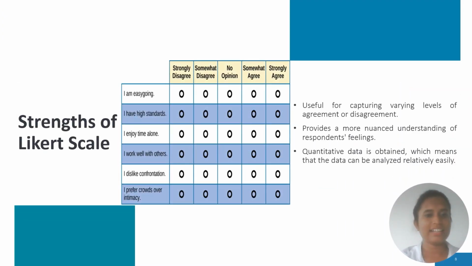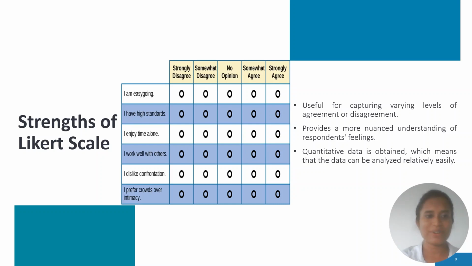Then this slide will show you the strengths of the Likert scale. You can also see a picture of a Likert scale on attitudes. It also includes strongly disagree, somewhat disagree, no opinion, somewhat agree, and strongly agree. So that's how we construct a Likert scale. So I'm not going any further on that matter.